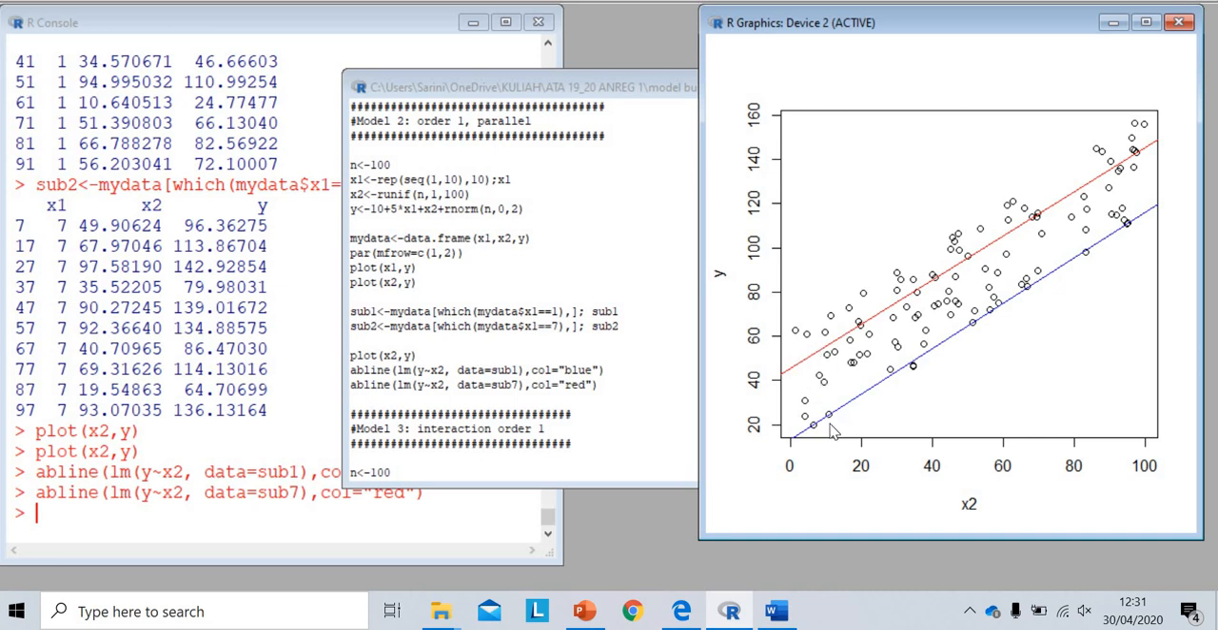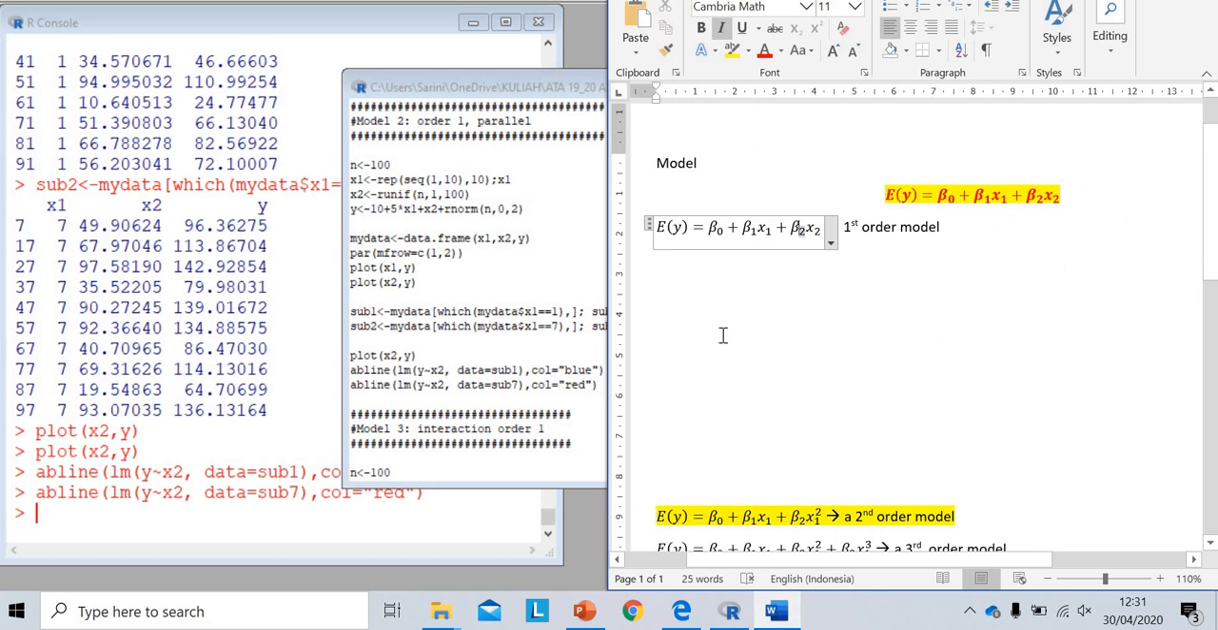So it means that if x2 increases by 1 unit or by some units, then the increase in y is just the same for different levels of x1. In other words, the effect of x2 on y does not depend on the level of x1. In that case, we can say that there is no interaction between x1 and x2. So the model that represents this data should be just the first order model.